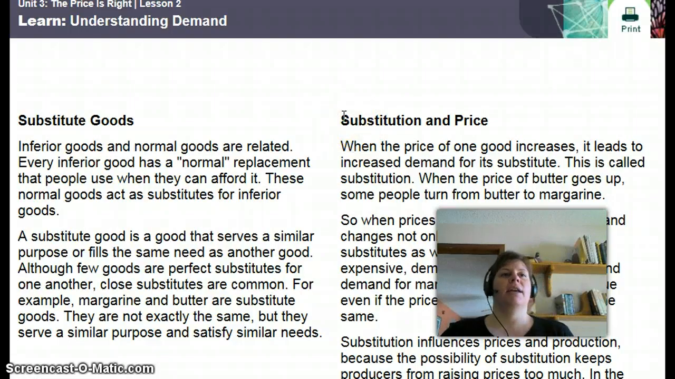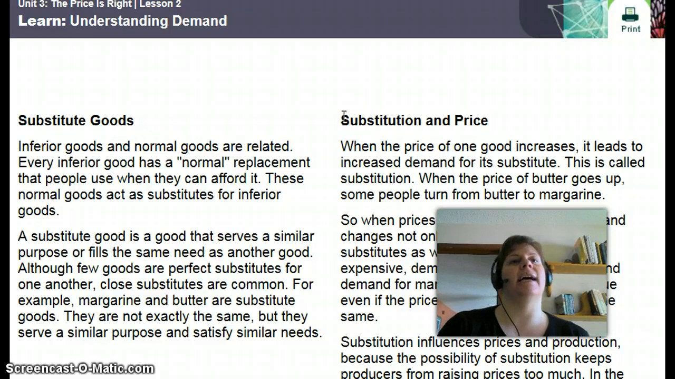Substitute goods. Inferior goods and normal goods are related. Every inferior good has a normal replacement that people use when they can afford it. These normal goods act as substitutes for inferior goods. A substitute good is a good that serves a similar purpose or fills the same need as another good. Although few goods are perfect substitutes for one another, close substitutes are common. For example, margarine and butter are substitute goods. They are not exactly the same, but they serve a similar purpose and satisfy similar needs.